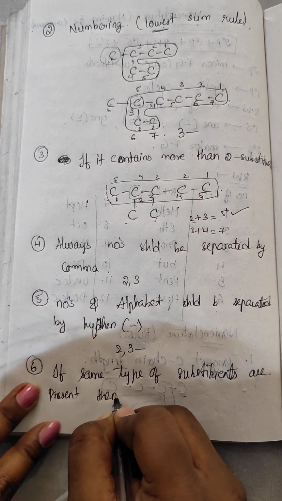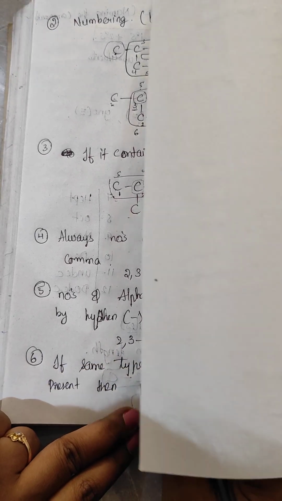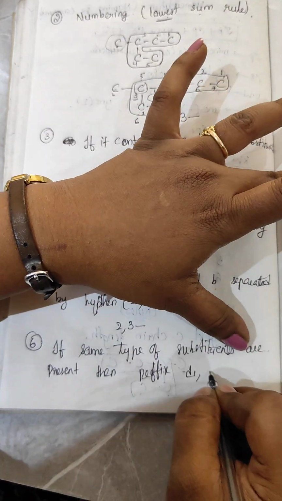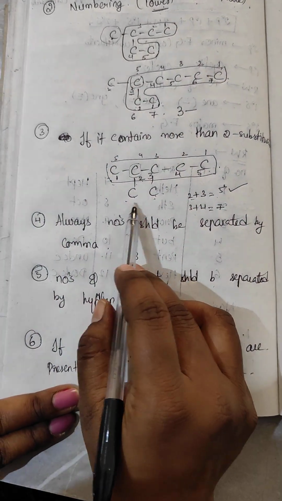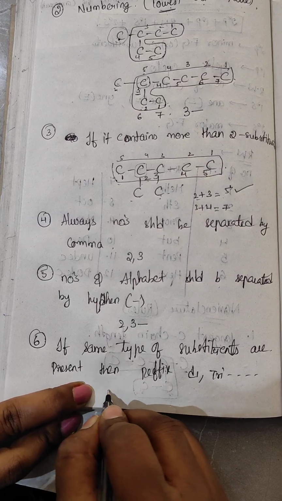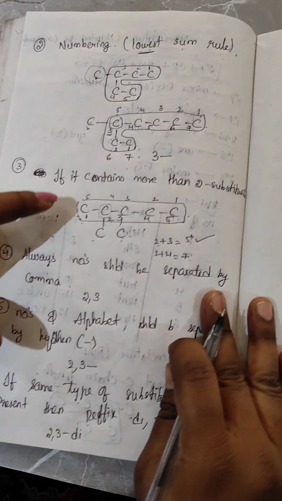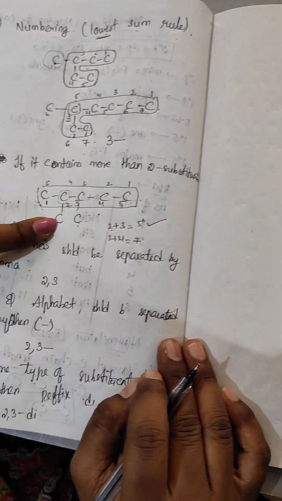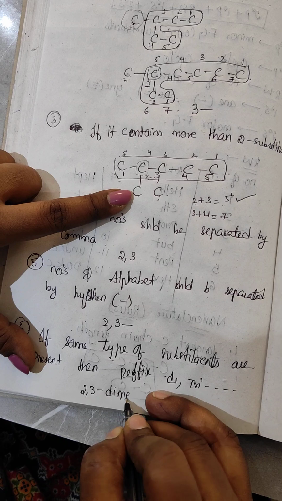Next, if same type of substituents are present, then prefix di, tri, and so on should be given. As it is containing 2 substituents, I am giving here 2, 3 di. And as it is containing only 1 carbon as a substituent, I should give here as methyl.